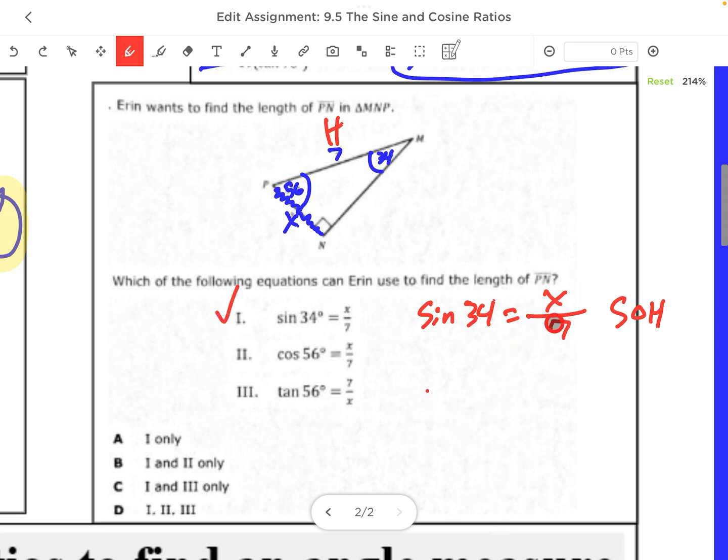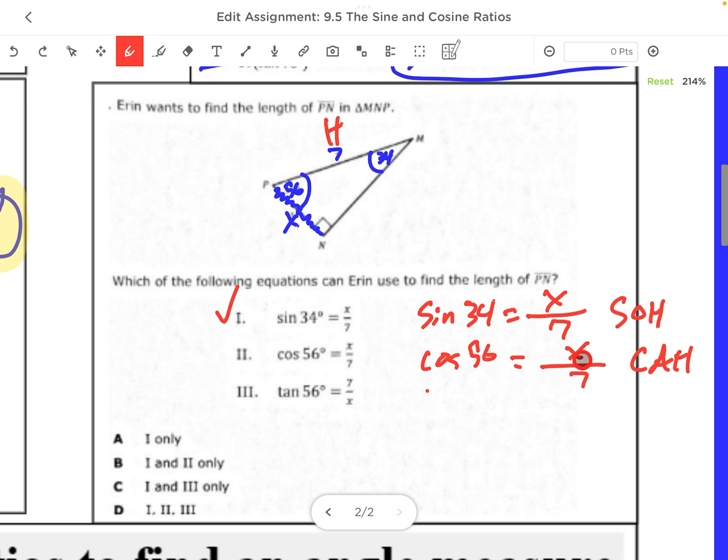All right. So next, it says cosine of 56. So let's look over here. If it was cosine 56, that would be adjacent over hypotenuse. So let's do that. If I'm looking from 56, this is the opposite, so adjacent would be x, and this is always our hypotenuse, so x over 7.